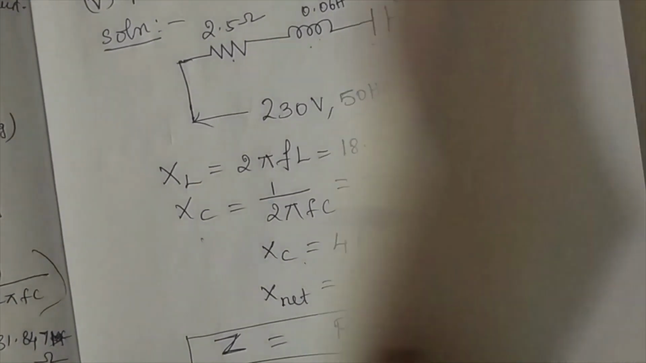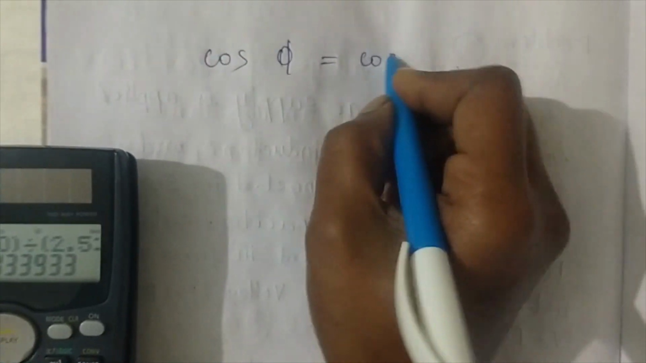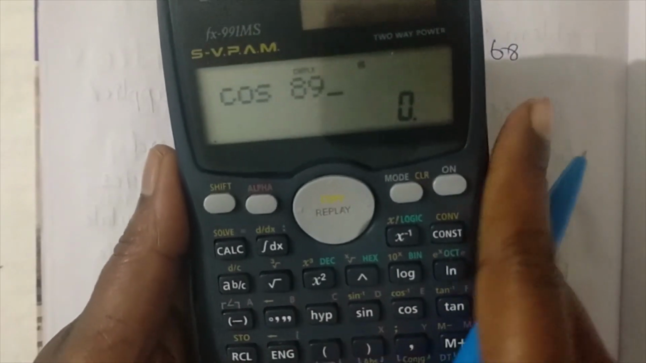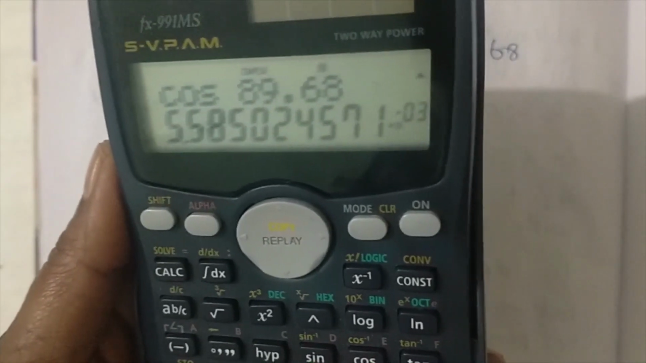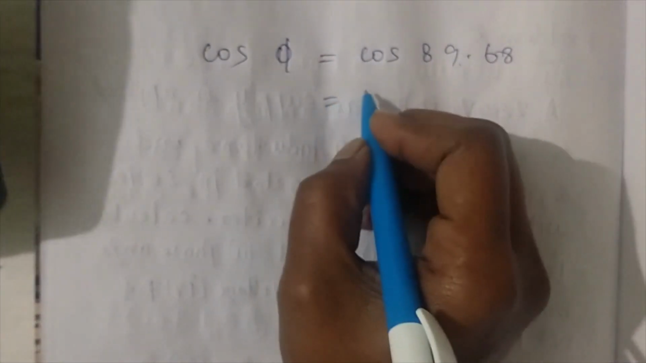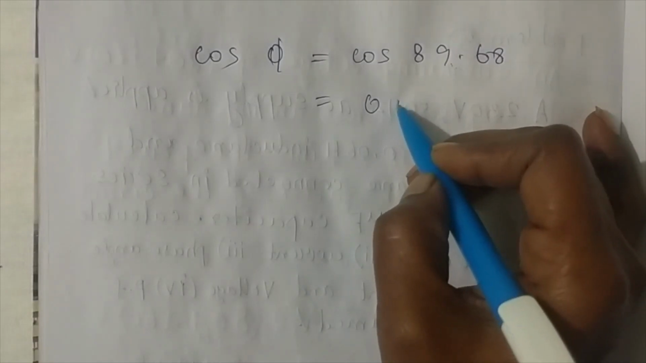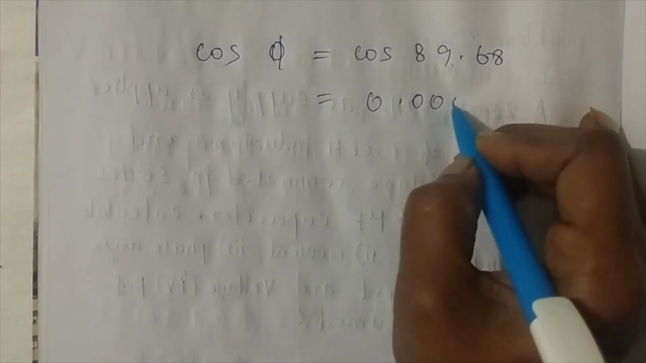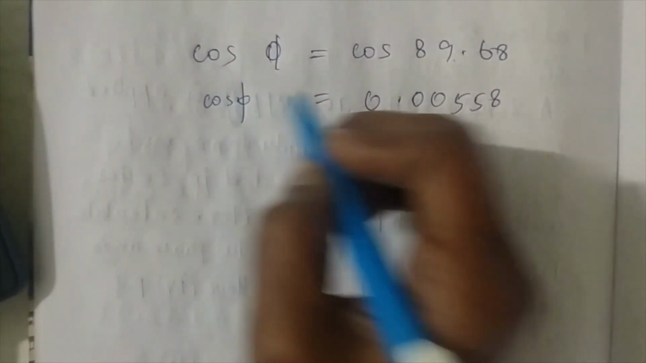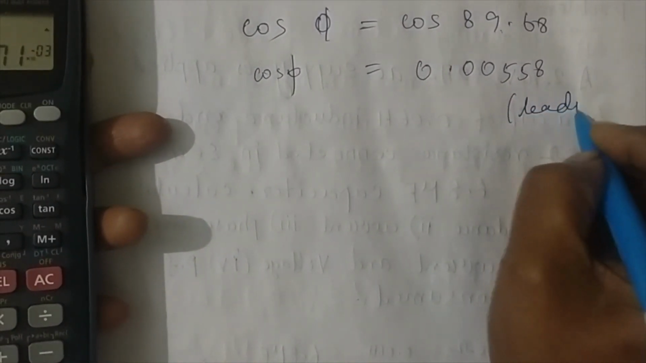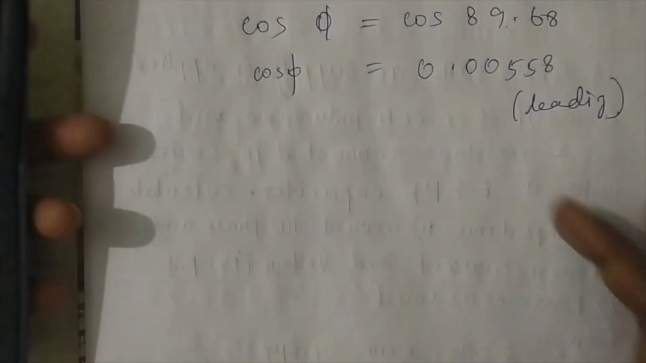Okay, leading. And after that, next we have to find the power factor. So to find the power factor, cos phi. The phi value is 89.68, so the answer is cos 89.68, which is 5.585 into 10 to the power of minus 3, that is 0.00558, leading.